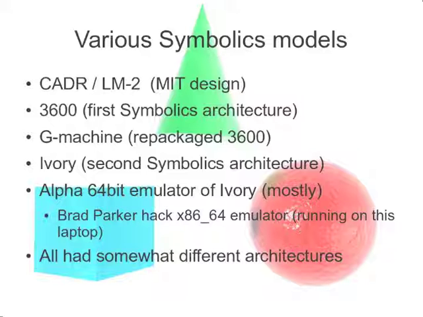All of that logic had been done in discrete logic in the 3600. And so now there were chips available, and we could therefore build it smaller and cheaper and hopefully a little faster. But at the same time, we started work on a single chip Lisp machine, which was the Ivory, which was yet another architecture. And then the very last thing of the original Symbolics company was the emulator for the Ivory that ran on the Alpha. And then Brad Parker, who's sitting back there, wrote this absolutely marvelous hack that allowed that Alpha emulator to run on any 64-bit machine. And so that's what I'm going to show on my laptop.